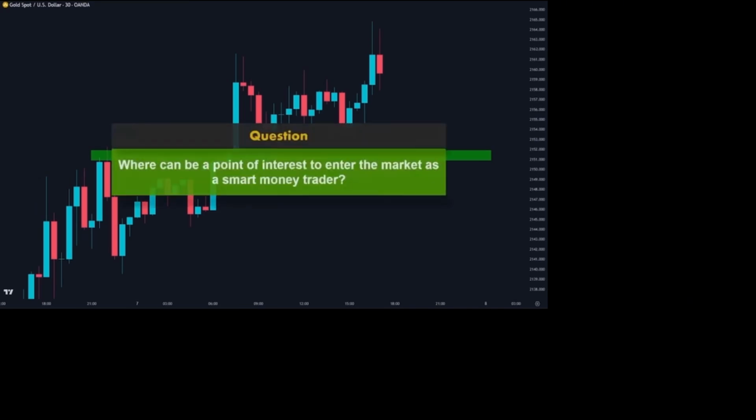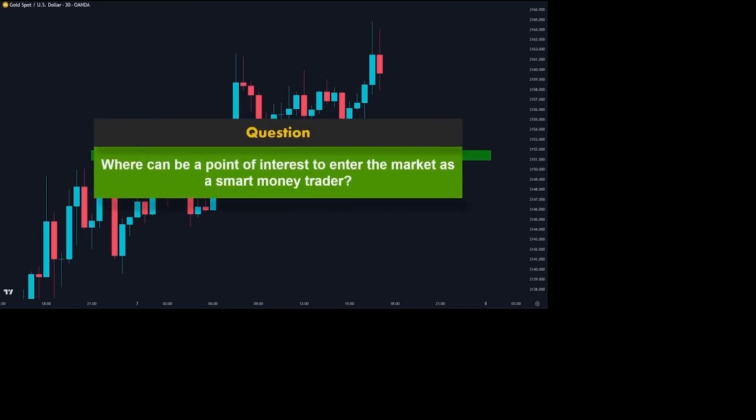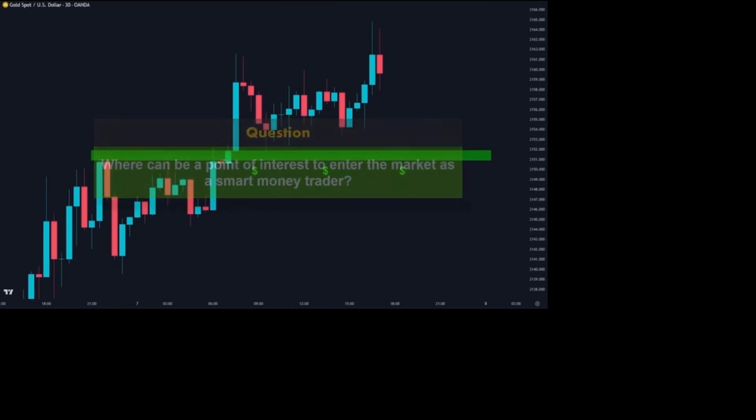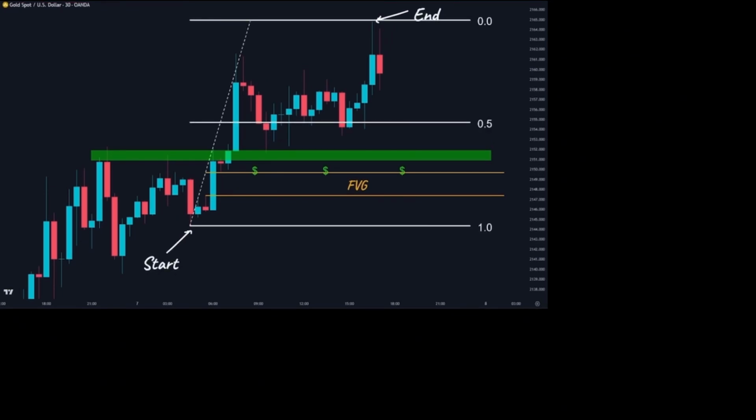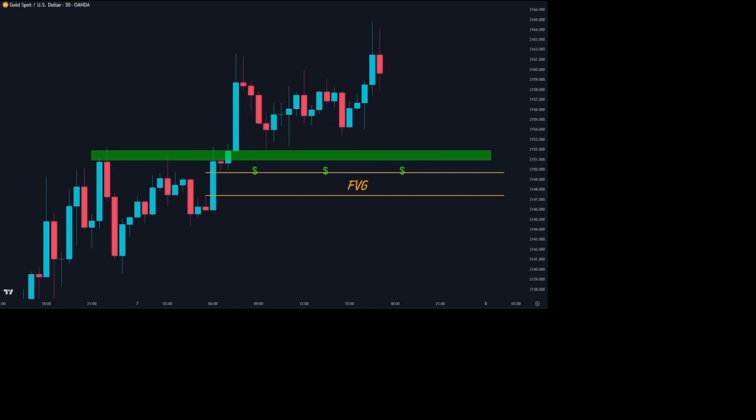Now the question is, where can be a point of interest to enter the market as a smart money trader? If we look to the left-hand side, we can notice this area of fair value gap, which is an extreme demand zone. If we consider the start and end of the latest impulsive move and apply a Fibonacci retracement tool, we can see that the FVG is located inside the discount side of the range. So this presents a perfect trading opportunity to open a buy limit order at this zone and set our stop loss below the swing low.